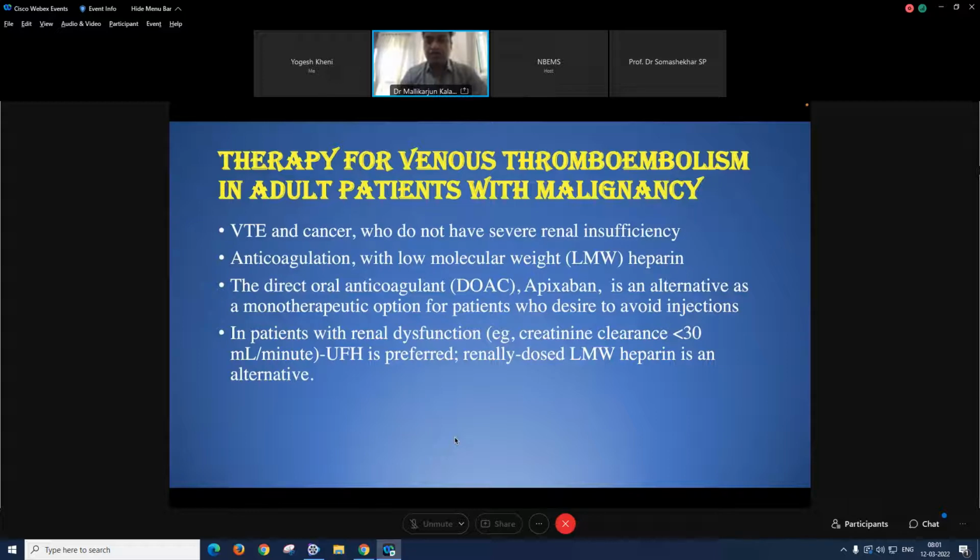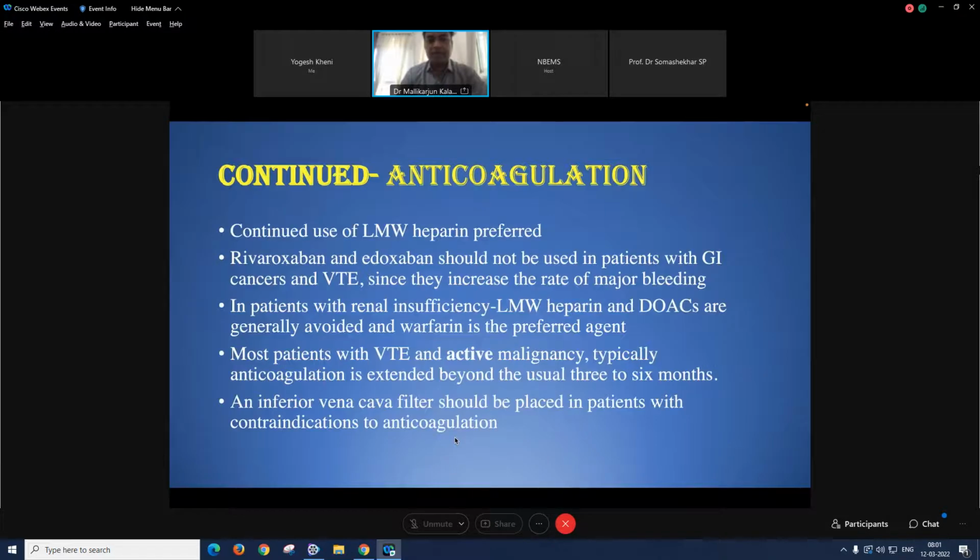But if the patients have significant renal dysfunction, then one may have to go back to unfractionated heparin. So one is the acute treatment of thrombotic event, and the other is how long to continue the anticoagulation. Most of the time we at least continue the anticoagulation for 3 to 6 months. But if the patient continues to have active cancer or impaired mobility, they continue to be at a higher risk of thrombosis, and such patients need to be continued on anticoagulation longer.